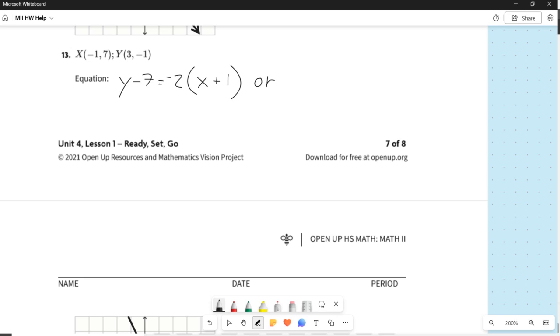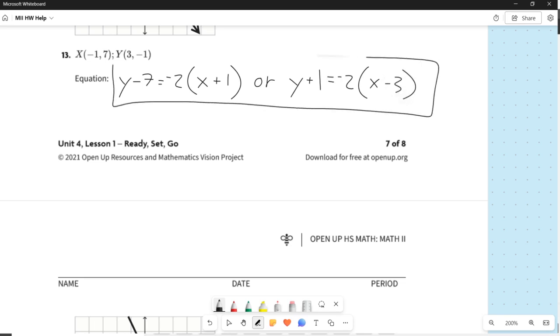Or I could use my other point. So if I use my other point, it's going to be y minus negative 1, which is actually plus 1, equals, my slope doesn't change, it's still -2, and it's going to be x minus 3. So these two equations are equivalent. They say exactly the same thing. They just look different. And if you were to simplify them, you would in fact get the same exact, identical equation.